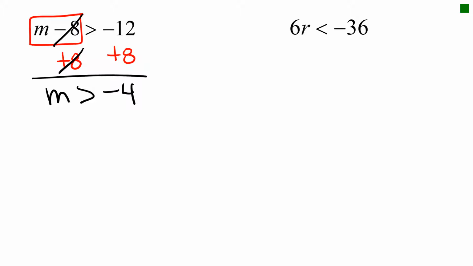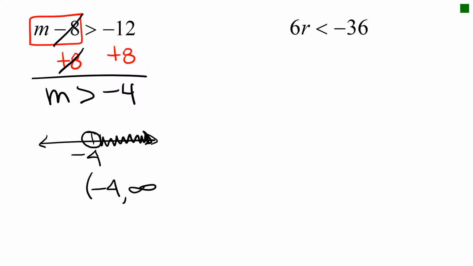Okay, in order to get the inequality, I'm one of these people who has to graph it, kind of a visual person. So there's negative 4. It cannot equal negative 4, but it can be greater than negative 4. So my interval is going to go from negative 4, it's going to be a parenthesis because it's not included, to infinity, which is always a parenthesis.